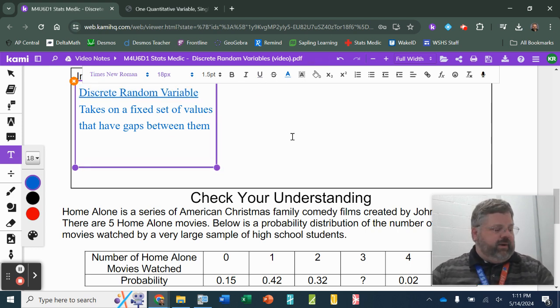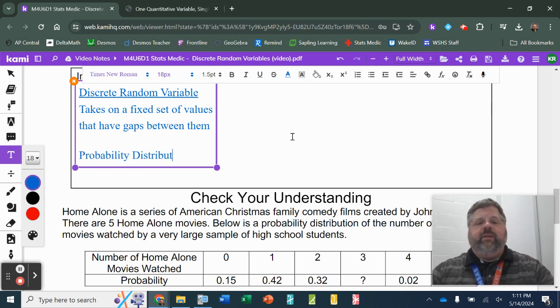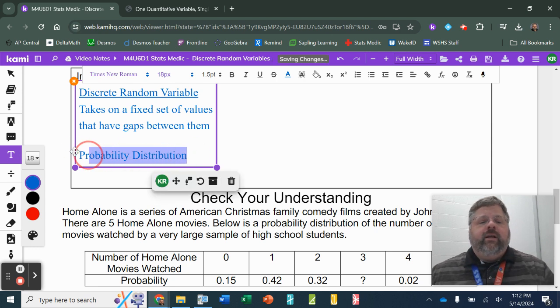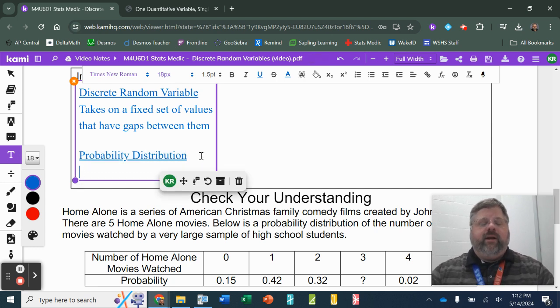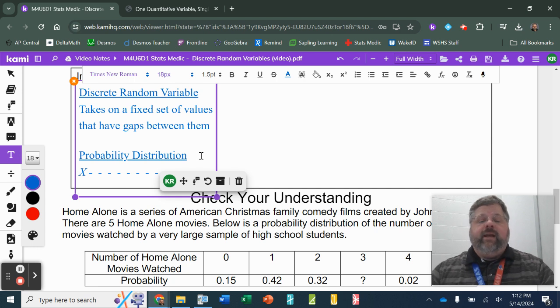When we talk about its probability distribution, you can see one down below in the check your understanding. It's going to be a table that's typically comprised of two rows. In the first row, it's going to have our random variable, we'll call it X, for instance, and then the entries, or the possible outcomes for X. It is a fixed number of entries, but it could really have any number of entries.